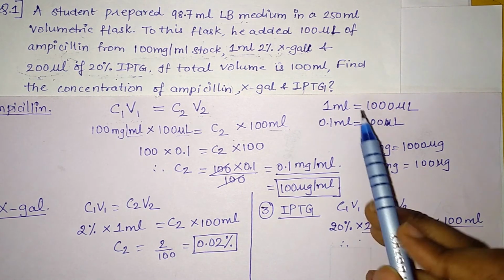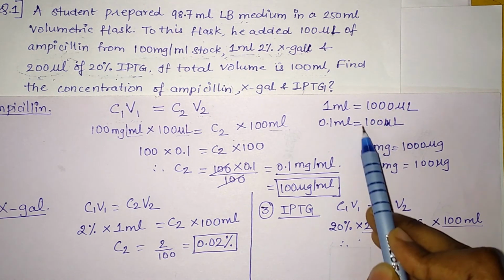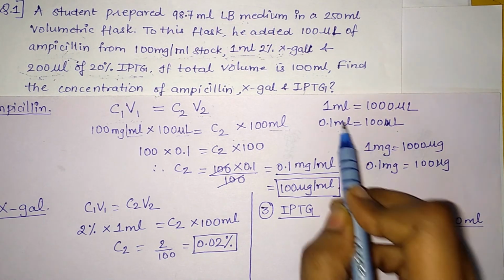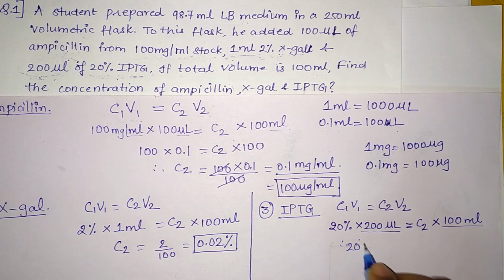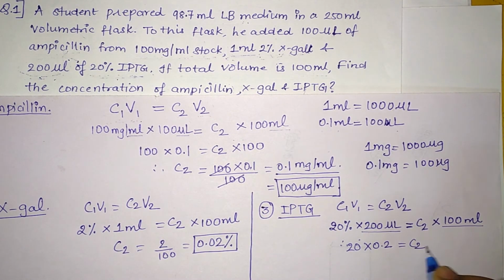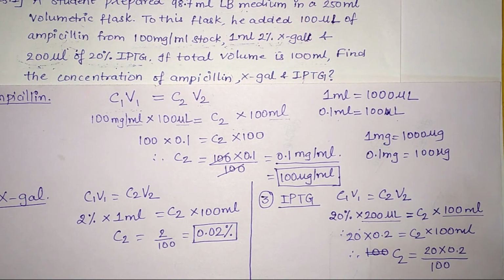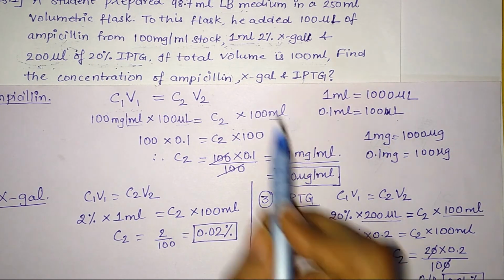And how can we do that? As we saw earlier, 100 microliters is equal to 0.1 ml. Therefore 200 microliters will be equal to 0.2 ml. So it will be 20 into 0.2 equal to C2 into 100 ml. Therefore C2 will be equal to 20 into 0.2 divided by 100. Cancelling the zeros, 2 into 0.2 is 0.4 divided by 10, which equals 0.04%. That is the concentration of our IPTG in the LB medium.